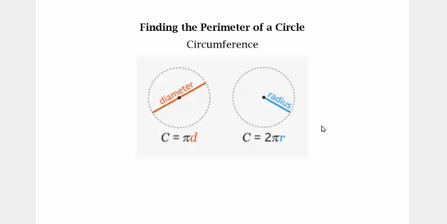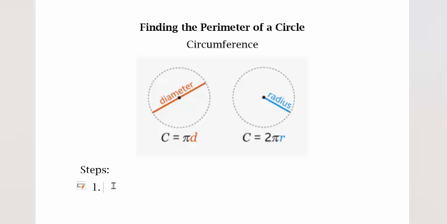Now, when we find the circumference of a circle, we can use two formulas. If I know the diameter, I can use this formula here, which is circumference equals pi, which is a special number, times diameter. And if I have the radius, I use circumference equals 2 times pi times r.